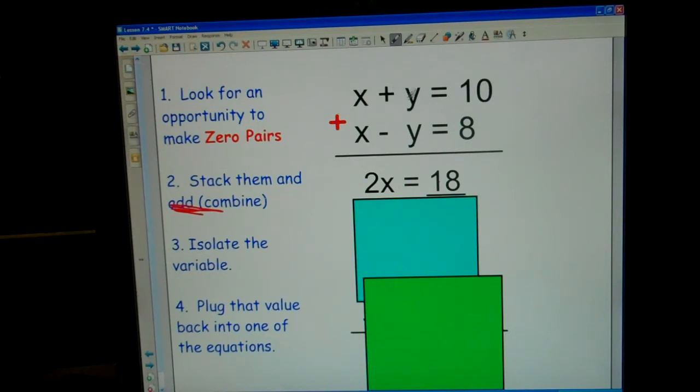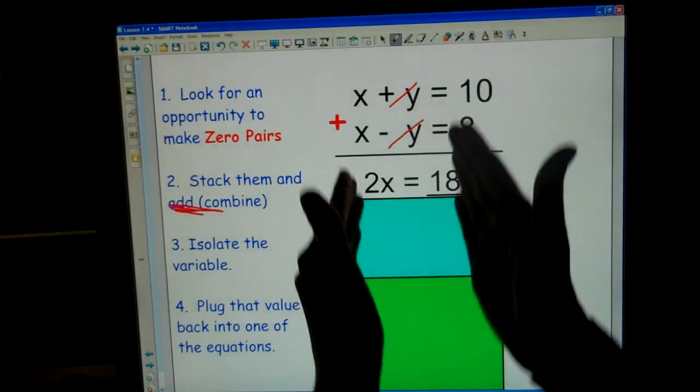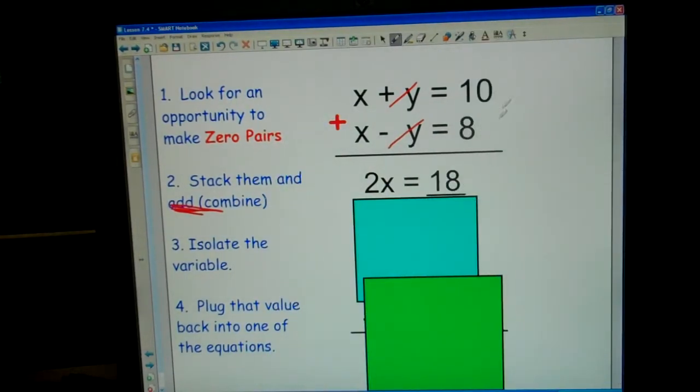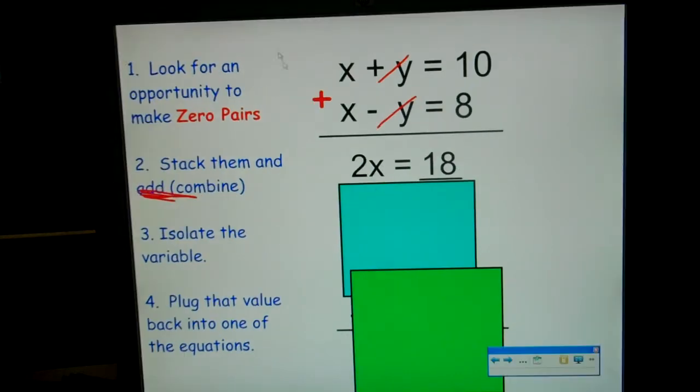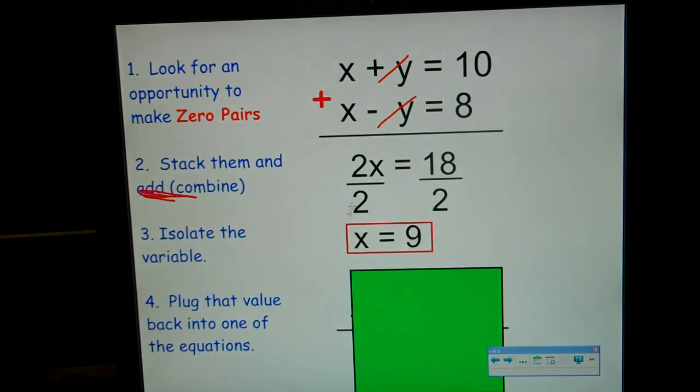All right, so we have a positive y and a negative y. You guys already know that those are going to cancel. Well, if I have an x over here and an x over here, how many x's do I have? I have 2 x's. And you guys know if we do it to one side, we also have to do it to the other. So 10 plus 8 is 18. Well, now that looks like something we can solve. Okay? We know how to do that. I have 2x is equal to 18. I know that I have to divide by 2. And x is going to equal 9.